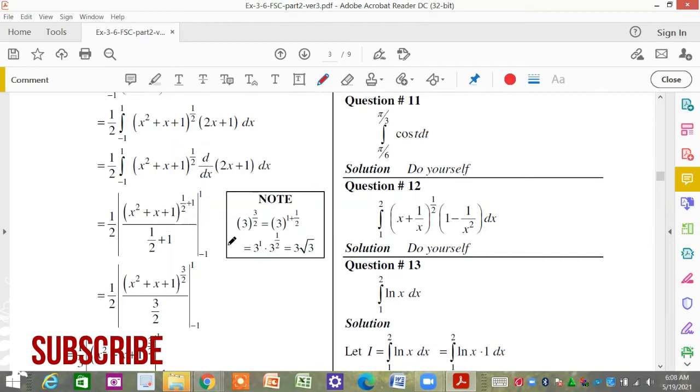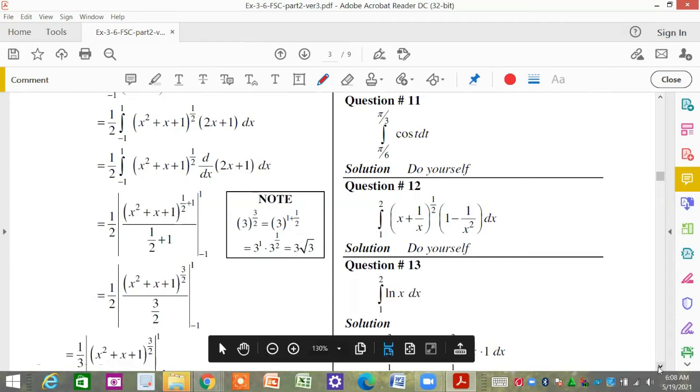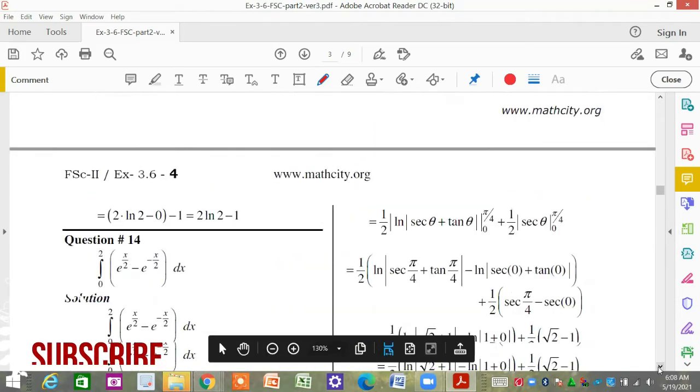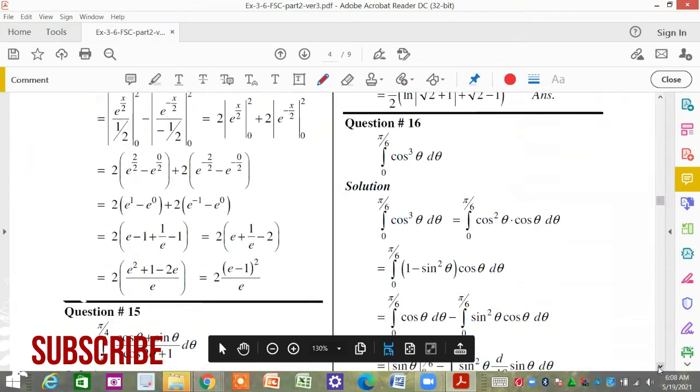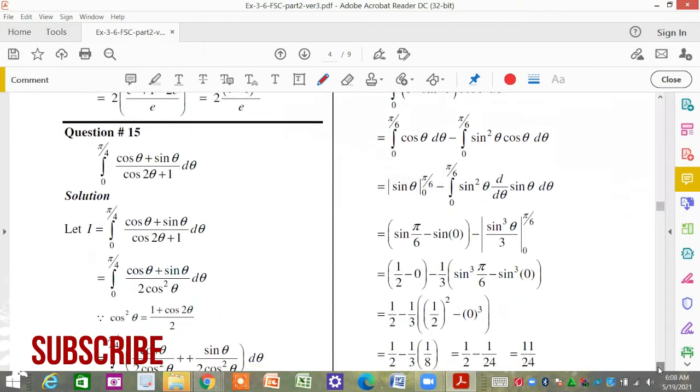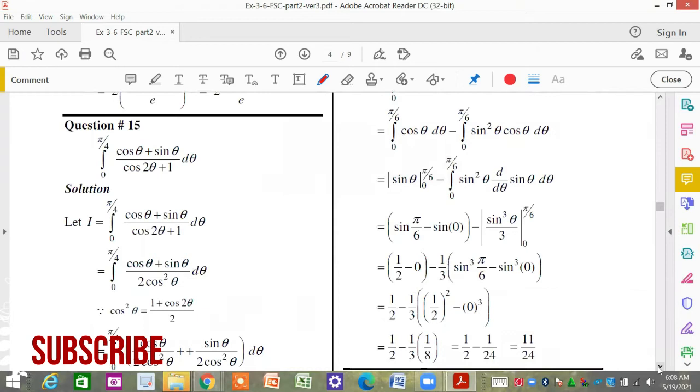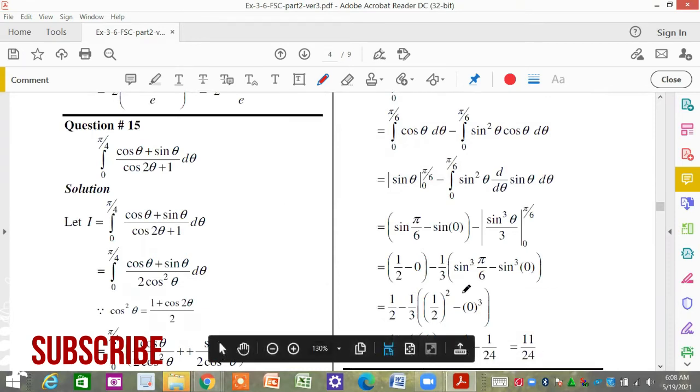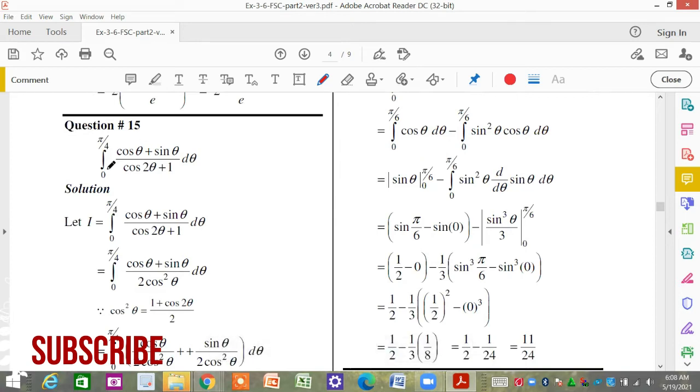After question number 11, question number 15 is included in our smart syllabus. So question number 15, this is question number 15. How to deal with this question? Simply, the lower limit is 0, the upper limit is pi over 4, cos of theta plus sine of theta over cos of 2 theta plus 1 d theta.